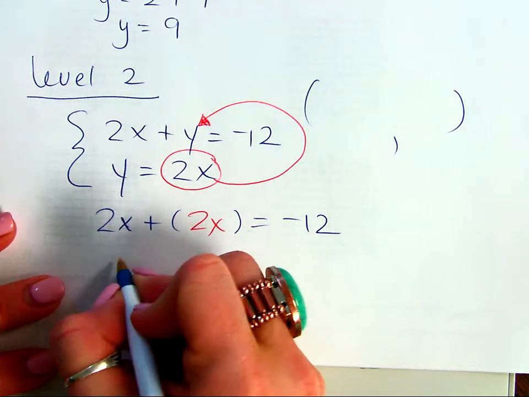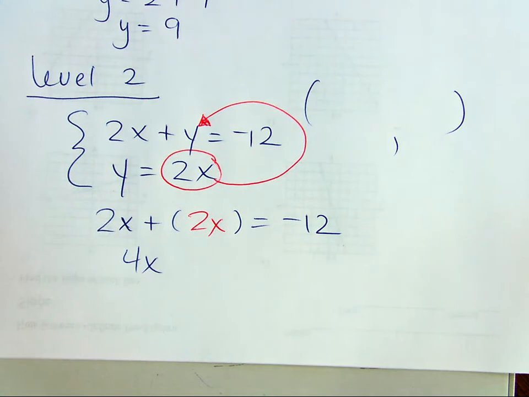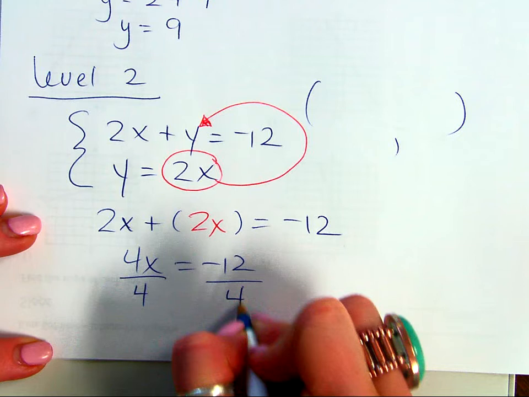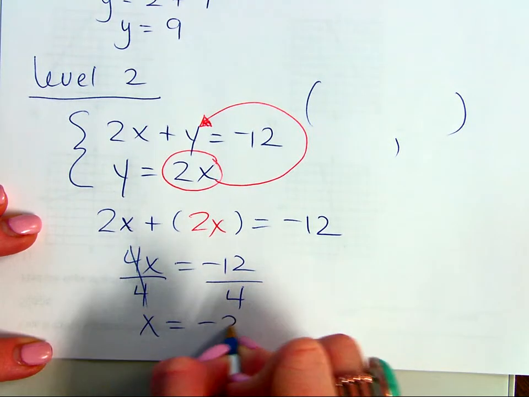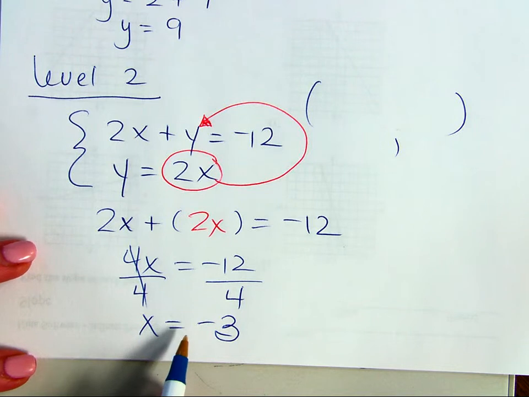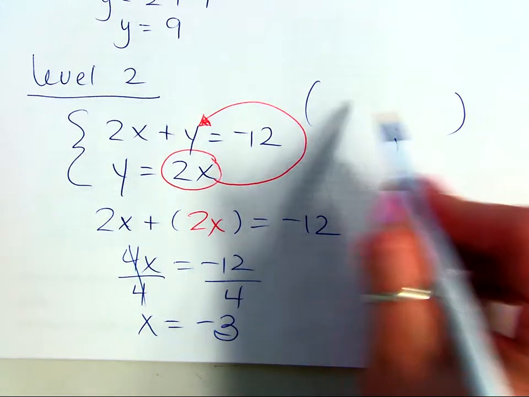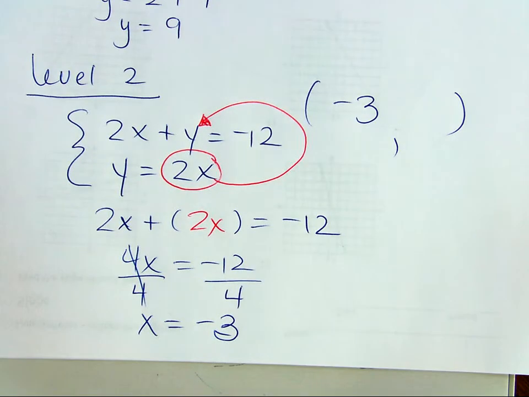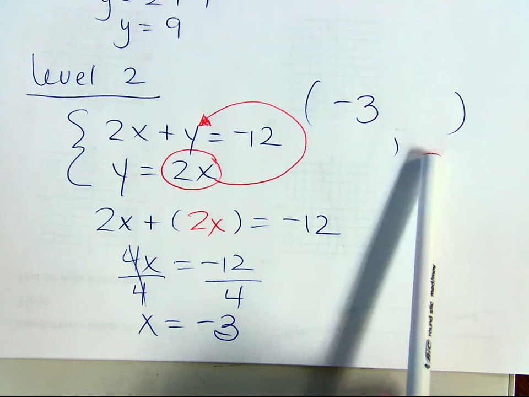So now 2x plus 2x is 4x. And 4x equals negative 12, which means my x value is negative 3. So now that I know that that's negative 3, the most important part is putting it in the right spot, right? And you know that that's your x, so your x goes first. Okay, I only did half the problem. I still need to find the other half of that answer. What is going to partner with negative 3?